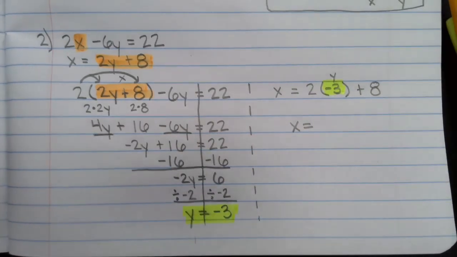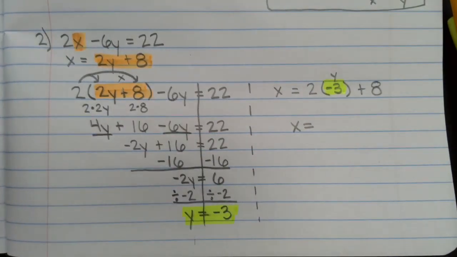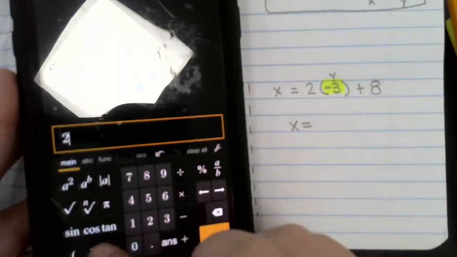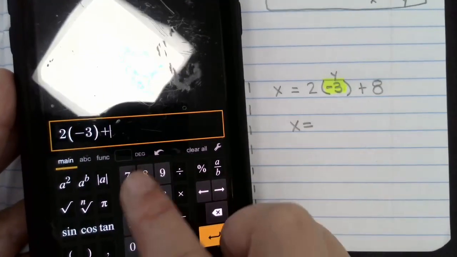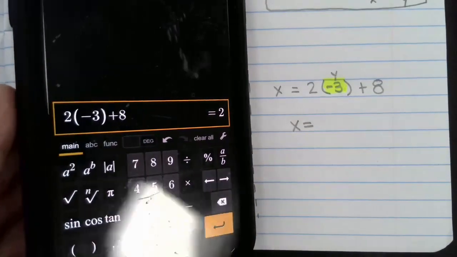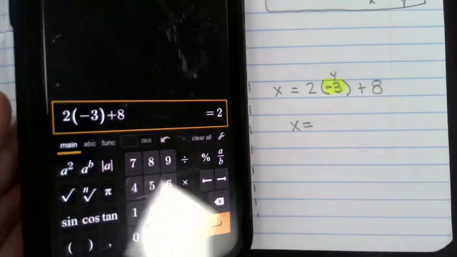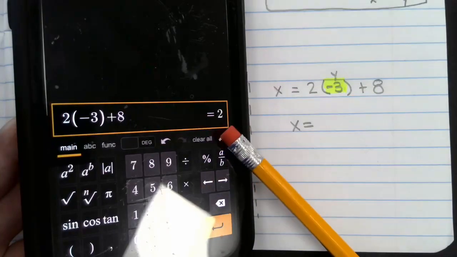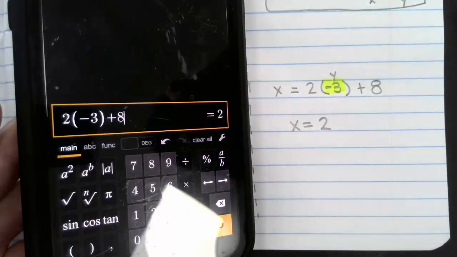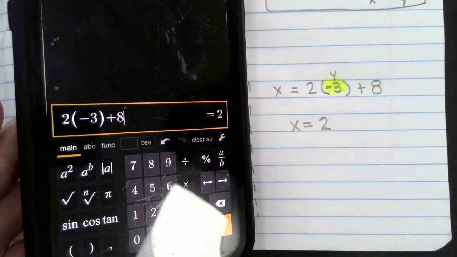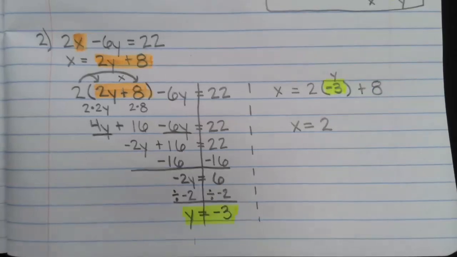All right, yesterday on your quick check, those of you that did it might have noticed that I jumped to the answer because we're at the point now with Desmos. You can type in that whole thing, 2 times negative 3 plus 8, and just get our answer. Our answer is 2. So that's our x equals 2.